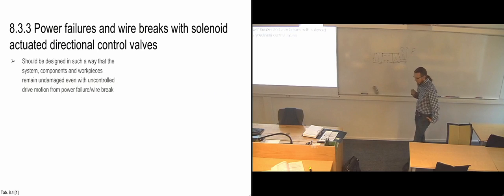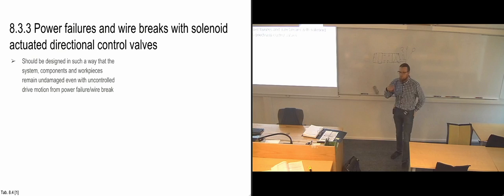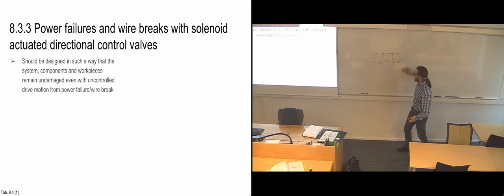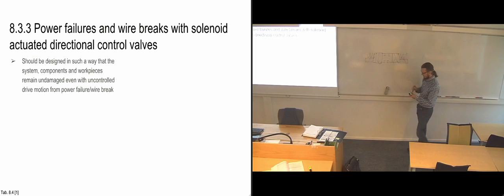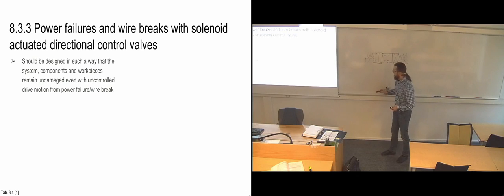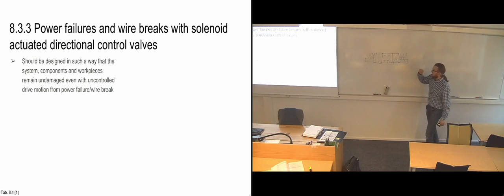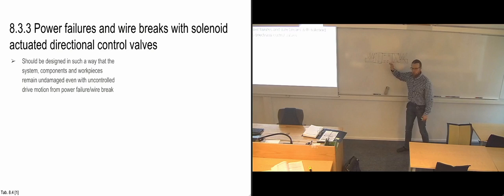So the system should be designed so that everything is undamaged, even though you do get a power failure. And that's often why we use spring returns on our system, so that if we have a solenoid-controlled directional valve, maybe with solenoid control on both sides, it has spring return, like in this case. Because then we know that when we are activating it to run our system, we are allowing flow through it, and our system is running.